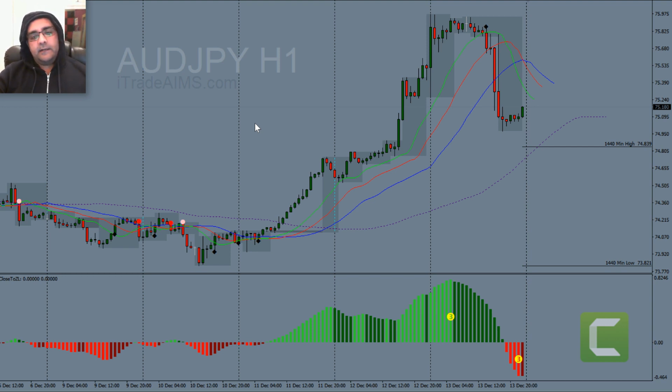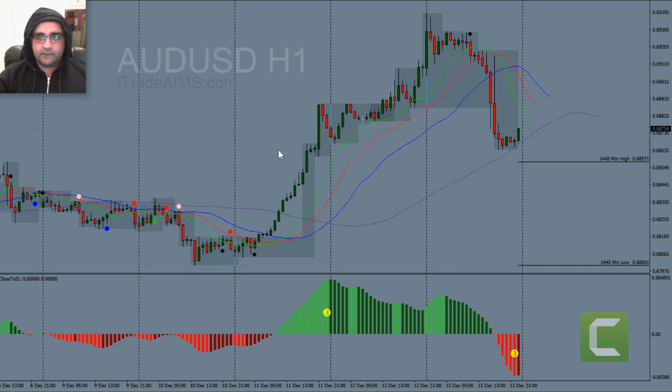I probably won't trade much this week. We probably won't take any trades on Fridays for the hourly, but I don't usually do anyway. So let's have a quick look. Australian dollar yen, we have a 3 up, 4 down. 4 down is kind of too impulsive, not looking for a 4 up.